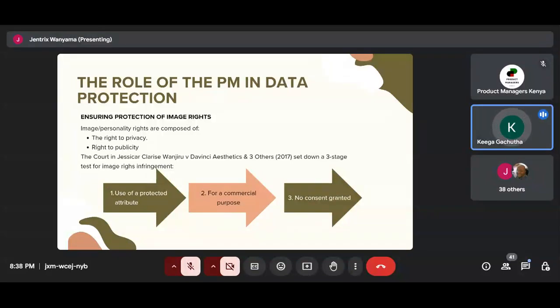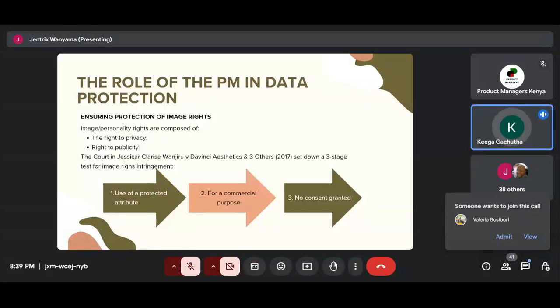And to be able to determine whether an image right infringement has arisen, there's a case that was decided by the High Court. And the case is Jessica Clarice Wanjiru, the details are available on the screen. And it's a 3-part test. The first is that it's a use of a protected attribute. And so this could be an image, it could be a silhouette, it could be a voice, it could be a signature, it could be, for example, something that is fairly unique in terms of artistic expression.